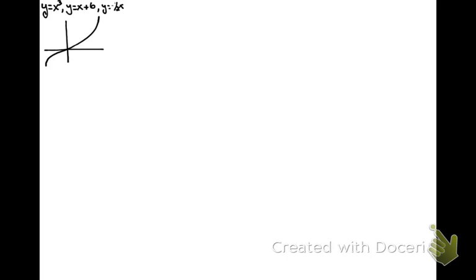X plus 6 would be this line, and negative 1/2 x would be this line. So at some point these curves intersect.